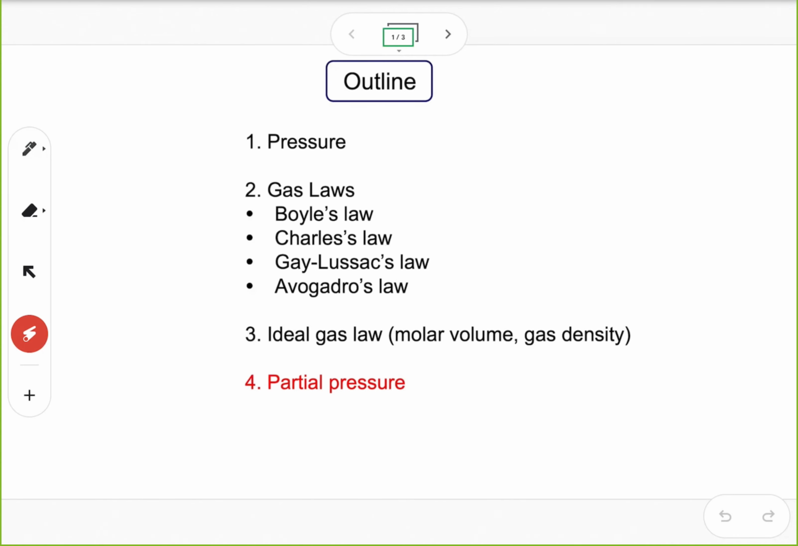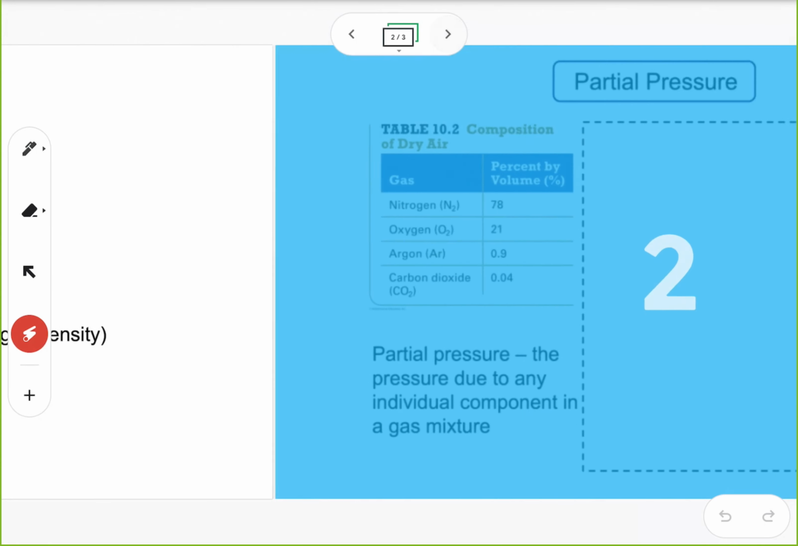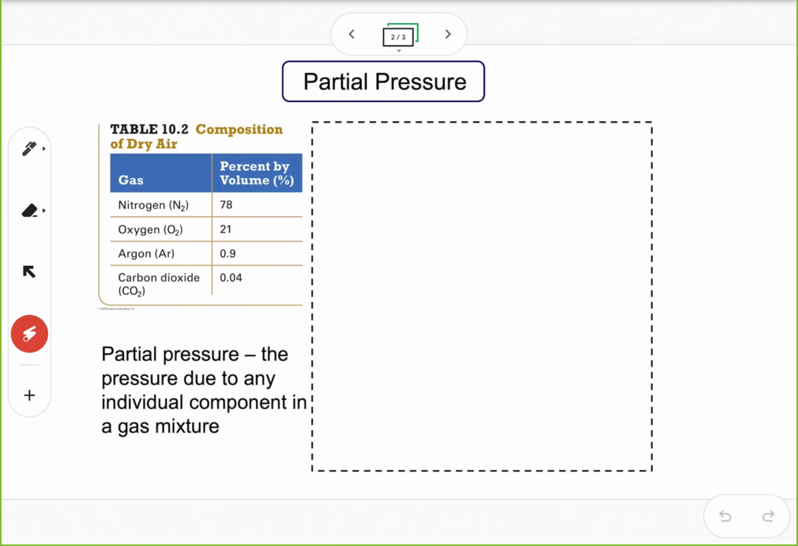In this video, we're going to talk about the last topic of Chapter 10, partial pressure. First thing is, let's define partial pressure. Partial pressure means the pressure due to any individual component in the gas mixture. In other words, if you have a sample with multiple gas components, each gas component will make its own contribution to the total pressure. That individual contribution is called the partial pressure.